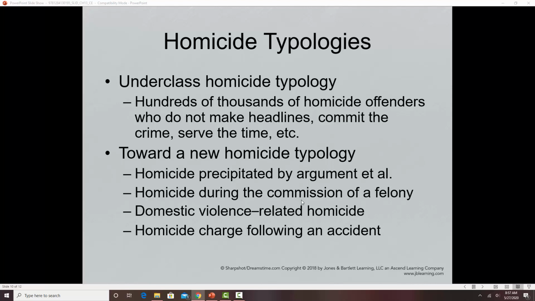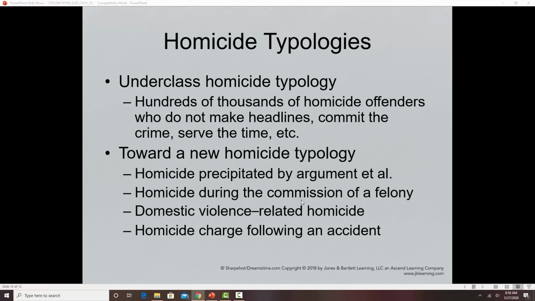Underclass homicide typology: hundreds of thousands of homicide offenders who do not make the headlines. We do have some crimes that are sensationalized, taken on by the media, like the Casey Anthony case, for example, down in Florida, the O.J. Simpson case. But of course, there are thousands of cases that never make the news. And when we think about coming up with new homicide typologies, we look at the characteristics of the motivation for the crime.